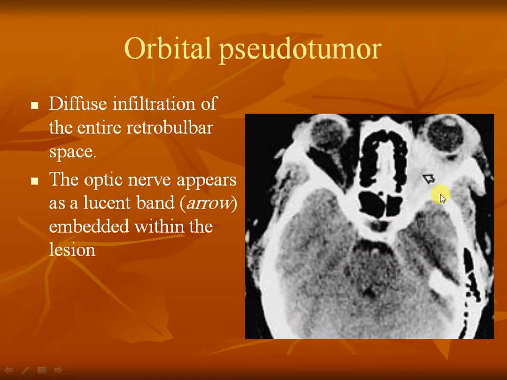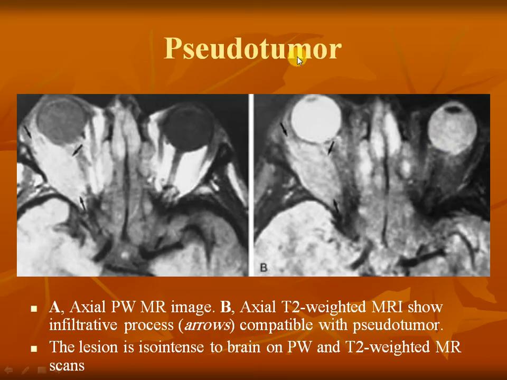You can see here marked stranding. The optic nerve here appears as a lucent band, this tiny lucent thing. Okay, there's exophthalmos. The whole muscle is involved to its tendon. You cannot even distinguish the muscle here. Again, see, the whole muscle including its tendon, it's all involved.